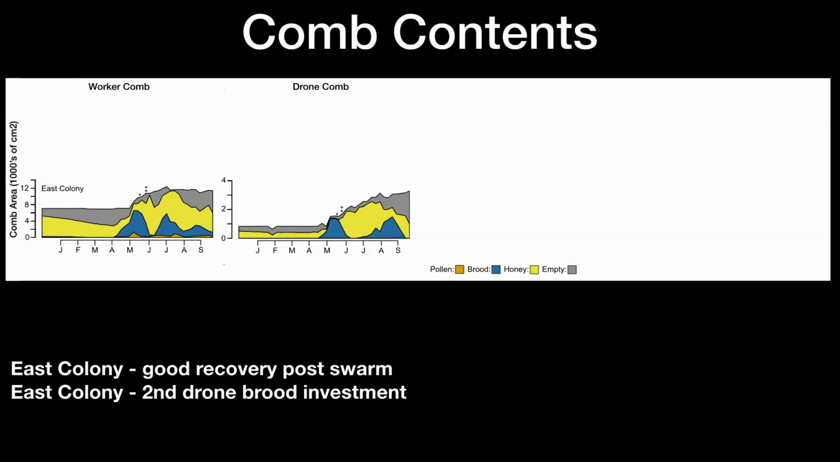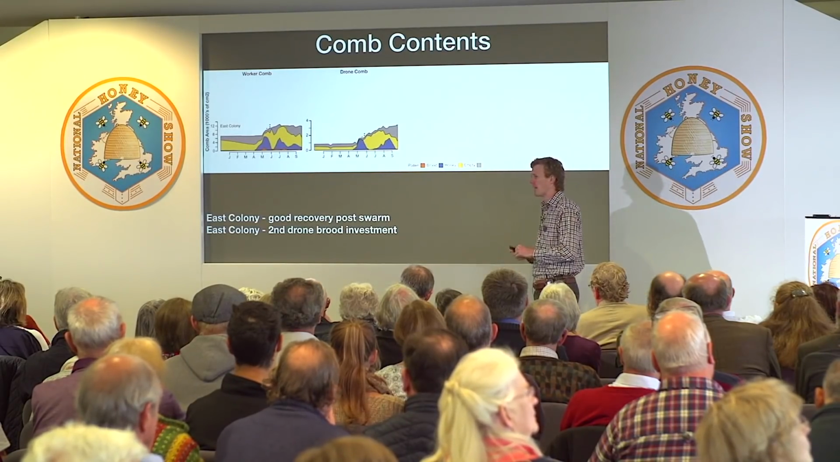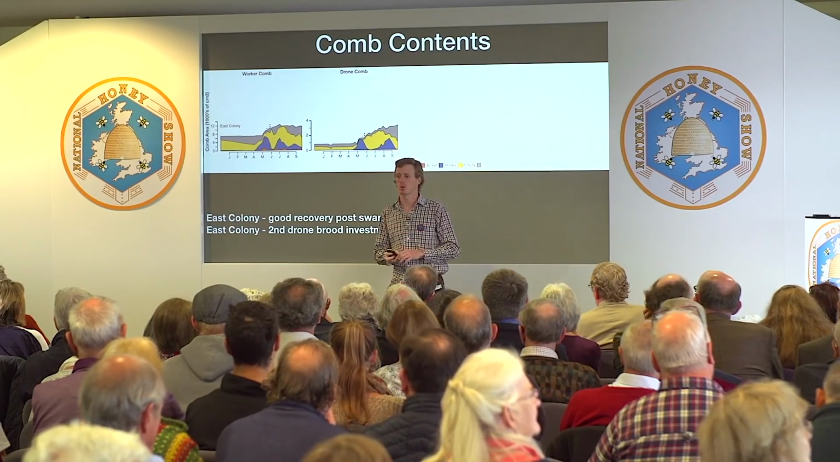So the east colony, again, this is our ideal child. So you can see here that the brood builds. They swarm, and after swarm, you lose all the brood because of that break, and they really build up that brood again. And it's the same thing in the drone comb. So you have drone brood that's built up right before the swarming events, and they have this second development of drone brood later in the year. So for the East colony, we'd say, okay, this is a good recovery post-swarm, and they have that second brood investment. So they really kind of hit their drone comb. They've used it twice in that same year.